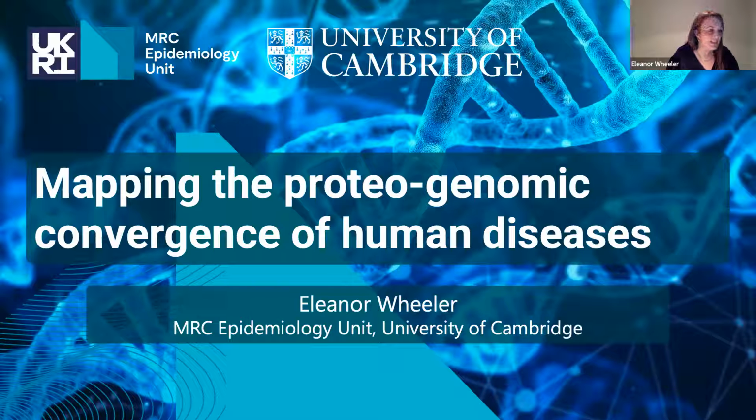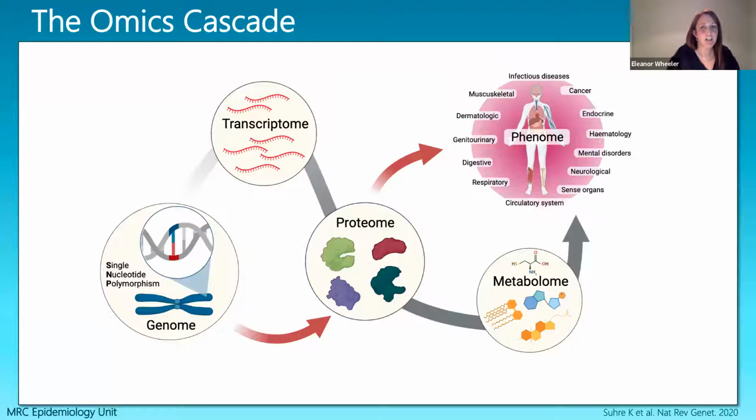So I would like to present, as kindly introduced, some of our recent work identifying links between the genome, the proteome, and human health. We know that the genome-wide association approach, or the GWAS approach, has been very successful in identifying genetic variants that are associated with phenotypes. But then the question is, how do these genetic variants influence the phenotypes?